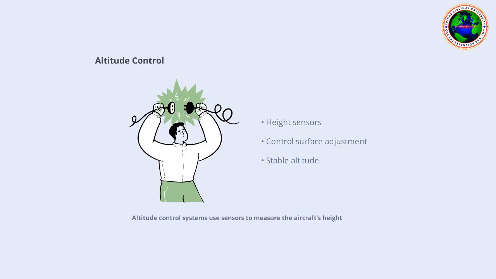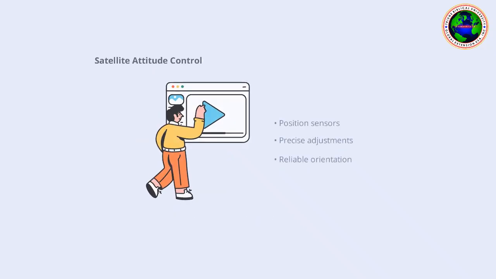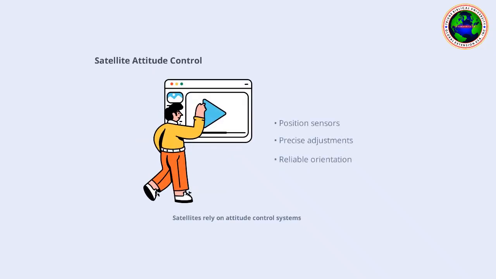Altitude control systems use sensors to measure the aircraft's height, controllers to process this data, and actuators to adjust the control surfaces. The feedback loop ensures the plane maintains the desired altitude, even in turbulent conditions. Satellites rely on attitude control systems to maintain their orientation in space. Sensors detect the satellite's position, controllers process the information, and actuators make tiny adjustments. This closed-loop system keeps the satellite pointed in the right direction for communication and observation.